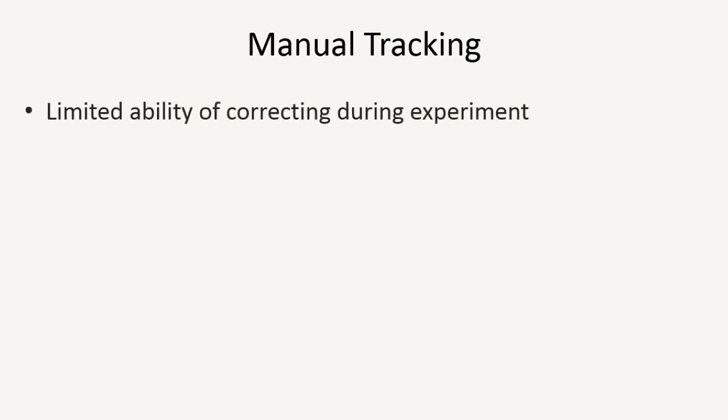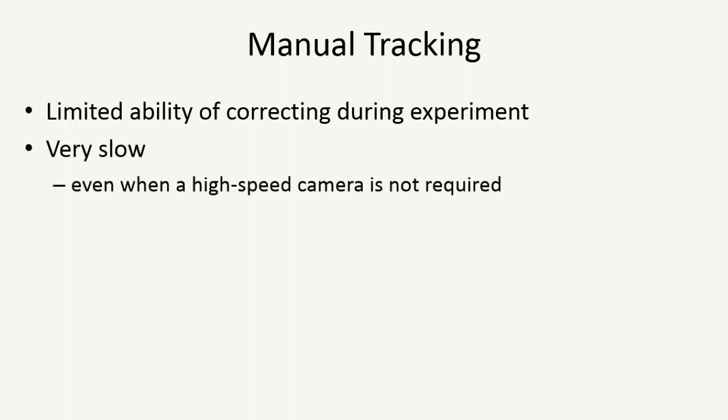But this manual tracking limits our ability to make corrections during the experiment, because some things that need to be corrected can be noticed only after the analysis. And also it is very slow, even when a high-speed camera is not required for our experiments.